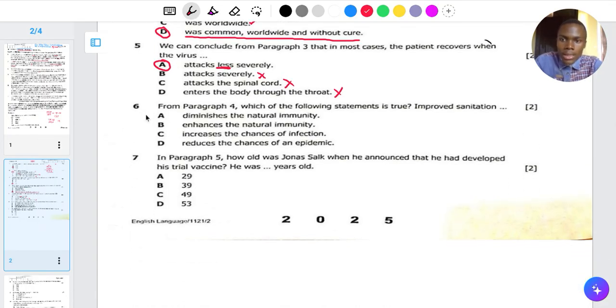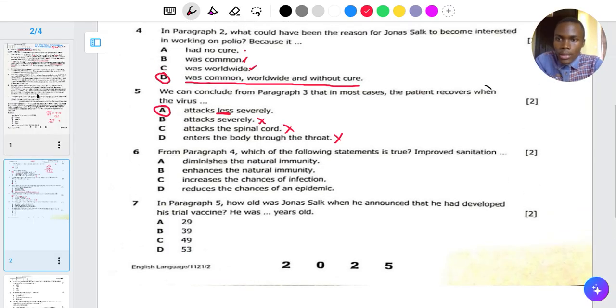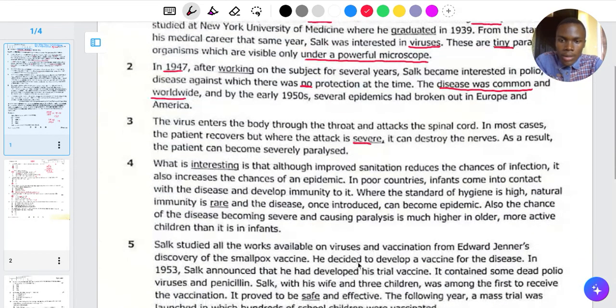Then for question 6, it is saying from paragraph 4, which of the following statements is true? Improved sanitation diminishes the natural immunity, as well as enhances the natural immunity, as well as increases the chances of infection. Then D, reduces the chances of epidemic. So let's see from paragraph 4. According to paragraph 4, we need to understand this paragraph.